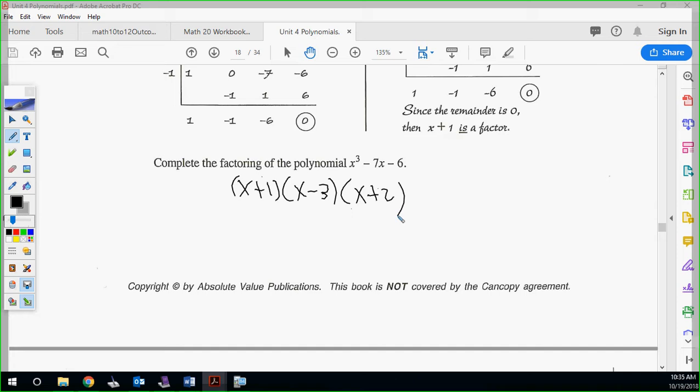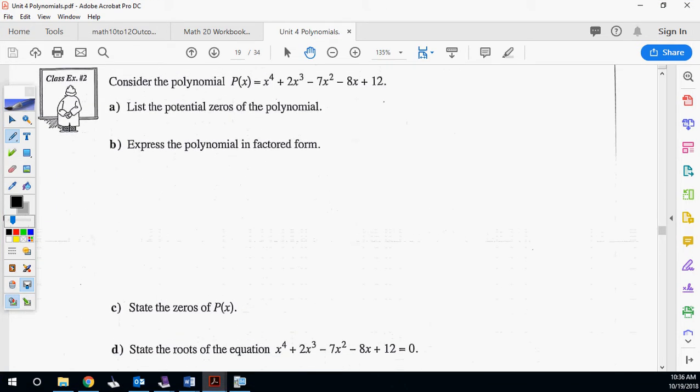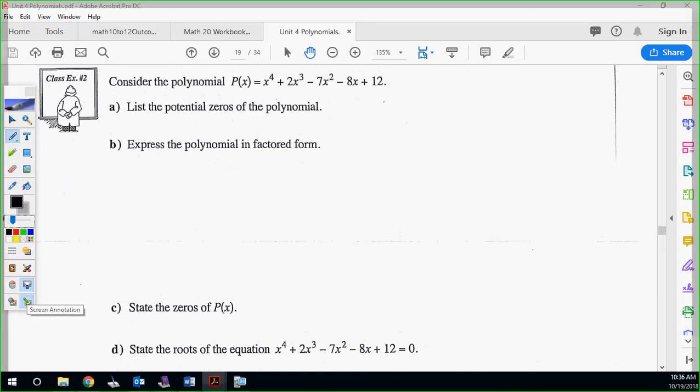All right, last page for this lesson here. Okay, so this one, consider the polynomial x to the 4th plus 2x cubed minus 7x squared minus 8x plus 12. List the potential zeros. So 12 is kind of not as cool, just because the more factors a number has, the more options you have. So that's just going to make things a little bit more work sometimes.